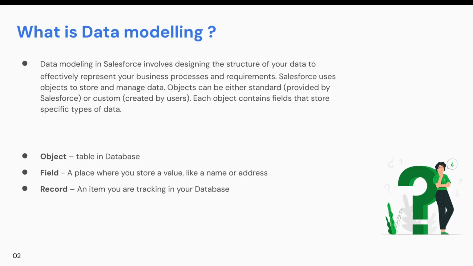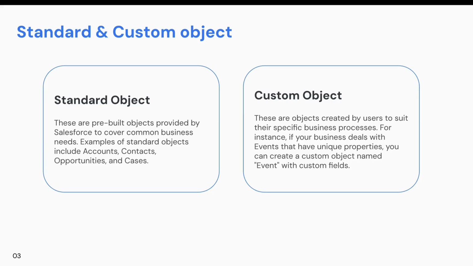Custom objects are objects that users can create to accommodate their specific business processes. For example, if your business handles unique events, you can create a custom object called event with custom fields tailored to your requirements. An object is nothing but a table in a database. A field is a place where you store a value, for example a name or address of a particular object. A record is the item which you will be tracking in your database.